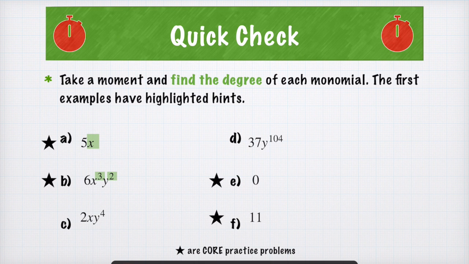I want you to do a quick check, and I want you to take a moment and pause the video and find the degree of each of the monomials. The first examples have some highlighted hints. So, like on that first one, 5x, you don't see anything above the x, which means that it's raised to the first power. I'll write that in there for you. So you know that the degree is equal to 1. And I'm going to let you do all the rest of these. And remember that the stars are the ones that I really want you to work on.